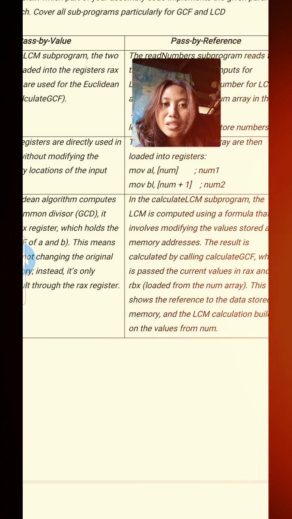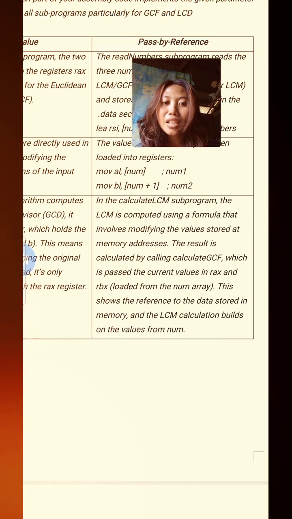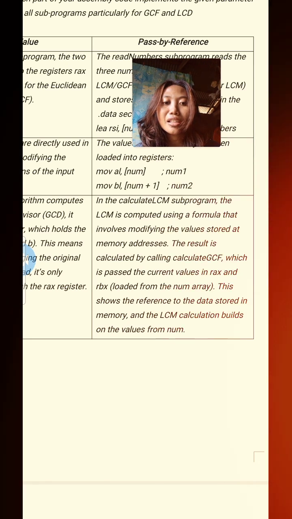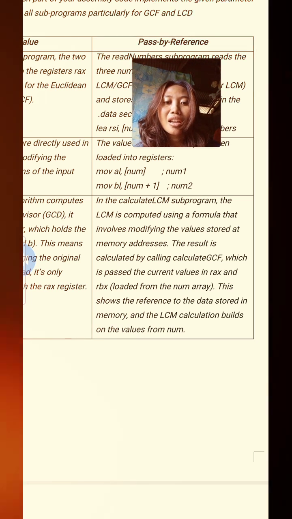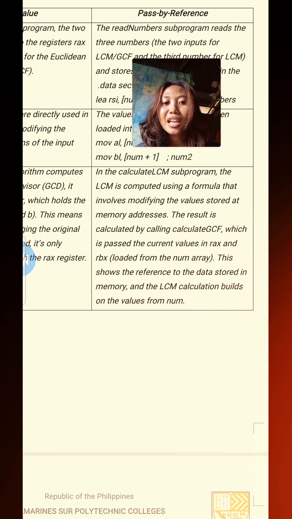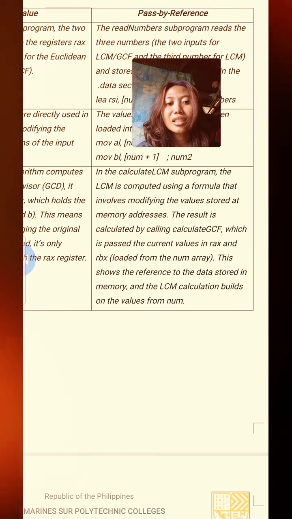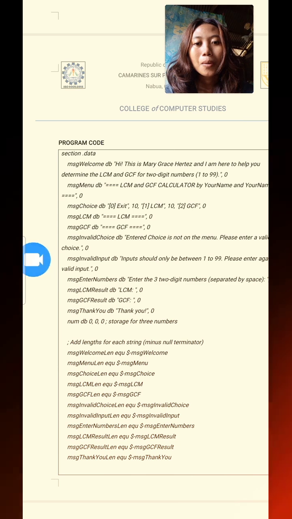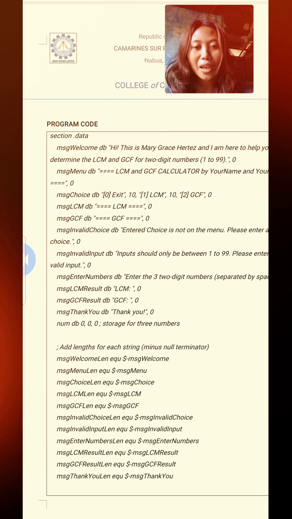And so pass by reference. In the calculate LCM subprogram, the LCM is computed using a formula that involves modifying the values stored in memory addresses. The result is calculated by calling calculate GCF, which is passed the current values in RAX and RBX loaded from the array. This shows the difference in the data stored in memory. The LCM calculation builds on the values from num. So, this is my program code based on my explanation of LCM and GCF.